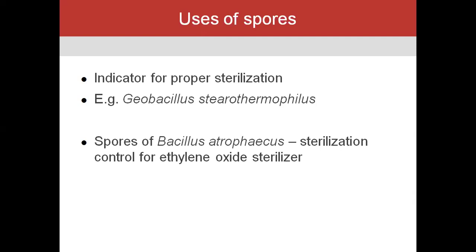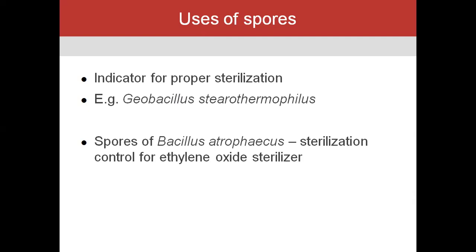Uses of spores. So what are the uses of spores? They are indicators for proper sterilization. For example, Geobacillus stearothermophilus is destroyed at a temperature of 121 degrees centigrade for 10 to 20 minutes. So that is used to test the temperature of autoclaves.